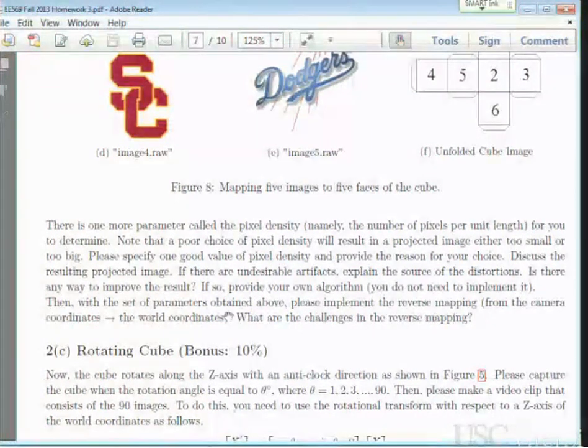Then with the set of parameters obtained above, please implement the reverse mapping from the camera coordinate to the world coordinate. What are the challenges of the reverse mapping? I think, why not, let's have a break and we'll come back to finish that.